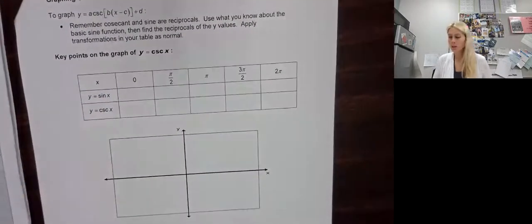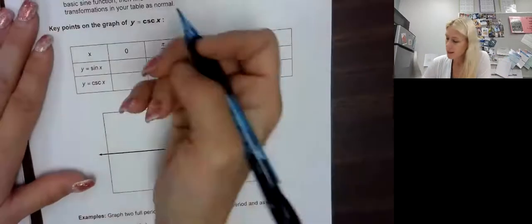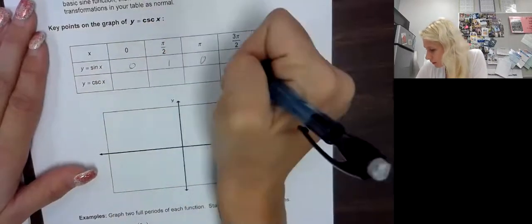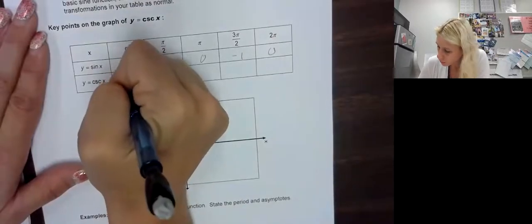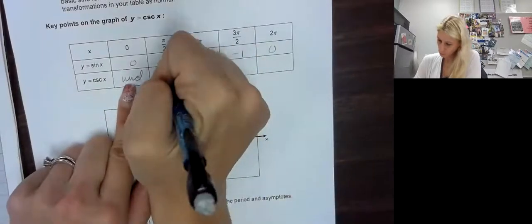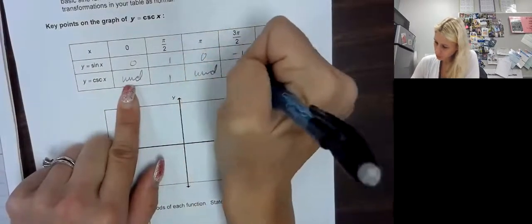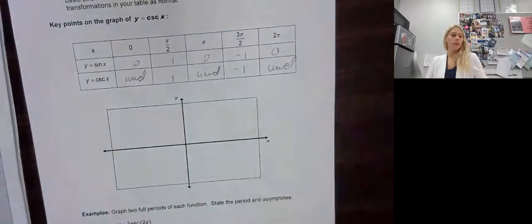Now let's talk about cosecant. Again, we're going to do the same thing. We're going to look at sine and see what happens with cosecant. So for sine, we have 0, 1, 0, -1, and 0. When we do our reciprocal for cosecant, we get undefined, 1, undefined, -1, and undefined. So let's look at that graph. Same idea.